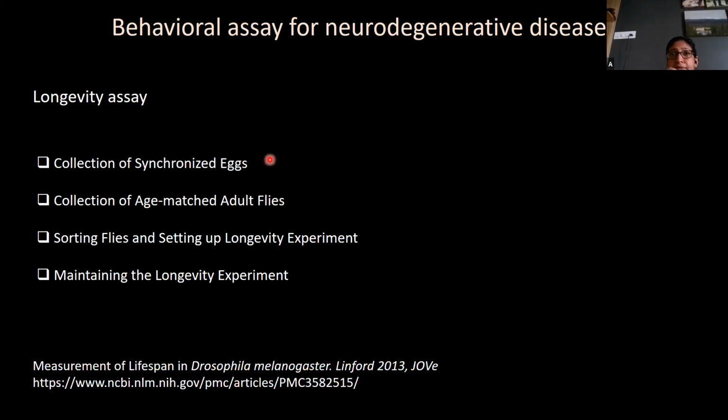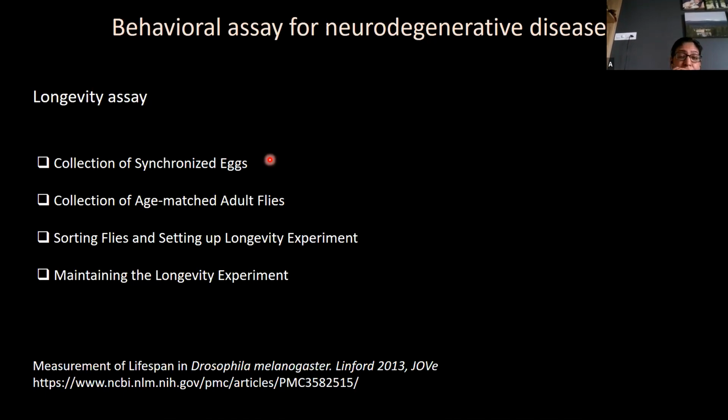Every other day you give them fresh vials, so that there are larvae but they are not crowding so much that females or males get stuck and die. So every 2 days you have to transfer these flies to fresh vials. And you have to maintain your diary and see until the last fly dies. You keep account: day 15, day 16, and now it's day 45. In controls, the flies are okay, and on day 46, they die.